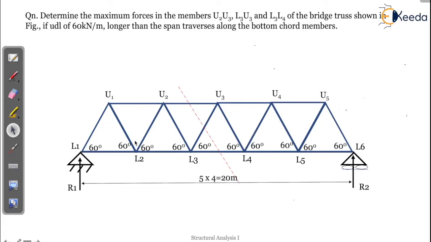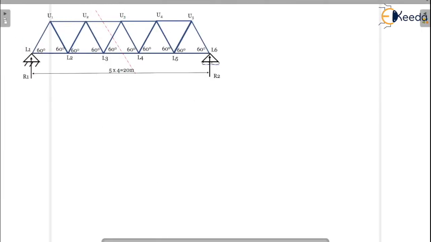Now here, let us consider a section 1-1. Let us start solving this problem. This is section 1-1. Let us see what is the force in this particular member, P of U2 U3. So we are using the section method, taking section 1-1.